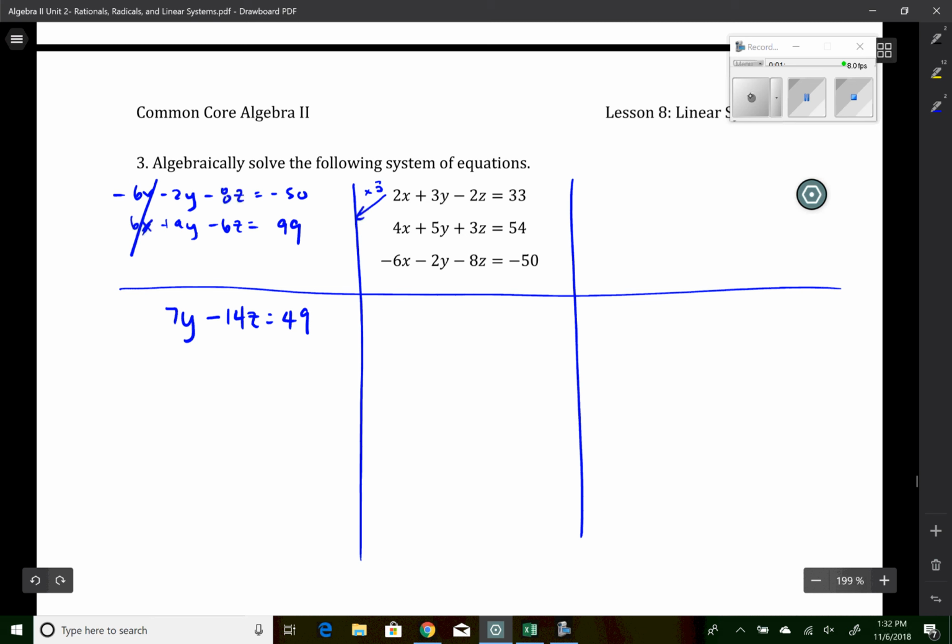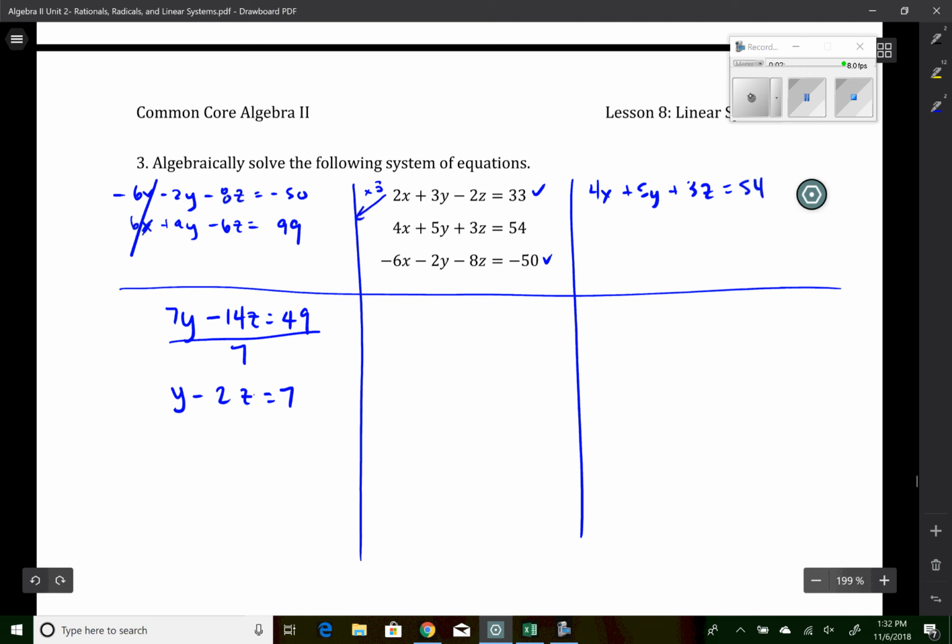Nice thing about that is everything there has a common value of 7, so I could turn that into y minus 2z, 14 divided by 7 would be a 2, is equal to just 7. You don't have to do that, but it'll just make everything smaller numbers. So I've used the first equation and I've used the last equation. And what I've yet to use is the middle equation. So I'm going to write that one down over here. I'm going to leave it just as it is.